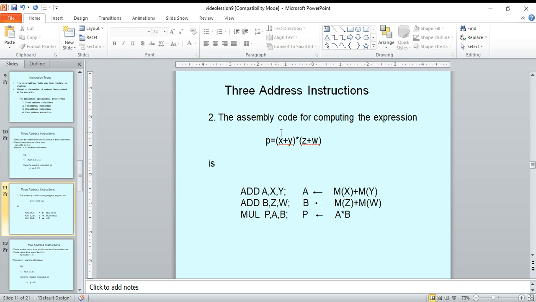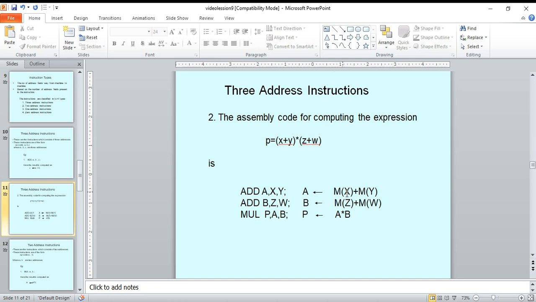See here, for this expression we have to write the three address instructions. For example, this is x plus y. This x value is placed in one memory location, and this y value is placed in another memory location. So like this we can write M of x, which is the memory location specified in the instruction.